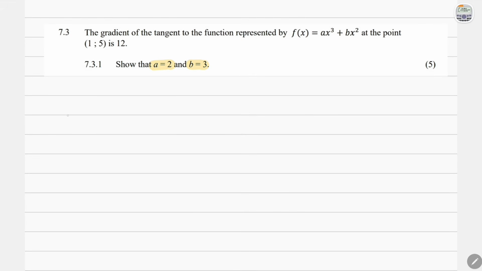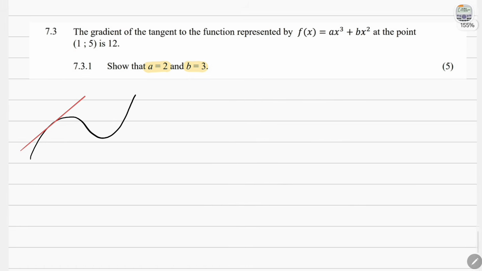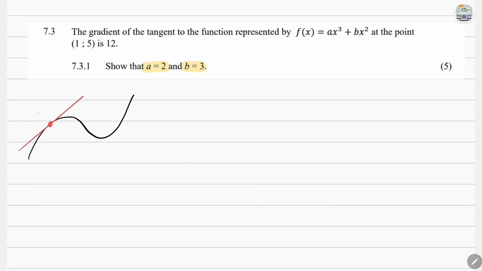Okay, so let's visualize this. We have a cubic function, and just because they said a is equal to 2, we'll just go ahead and show them that this is the cubic function where a is greater than 0, okay, the coefficient of x cubed. And this cubic function has a tangent running to it. Okay, so we have a tangent to this cubic function, and they tell us where this tangent intersects this graph. So this tangent is at 1 and 5. And this tangent has a gradient of 12. Okay, the gradient of the tangent to the function represented by this at this point has a gradient of 12.